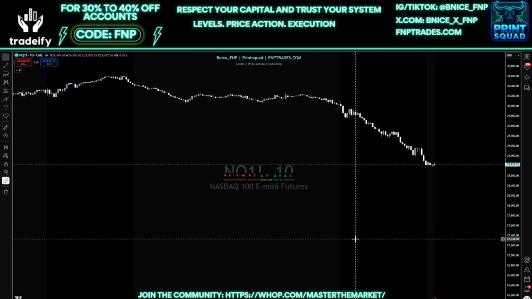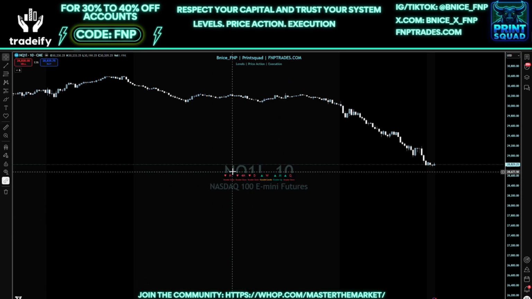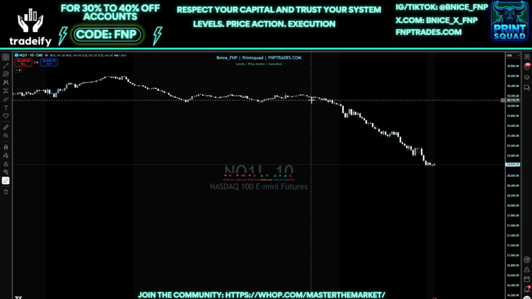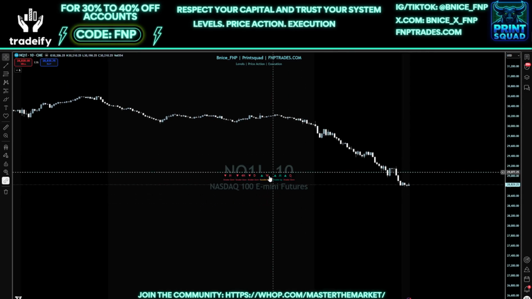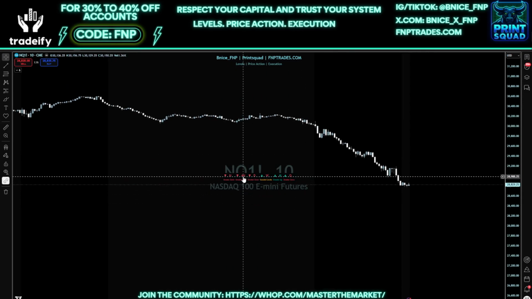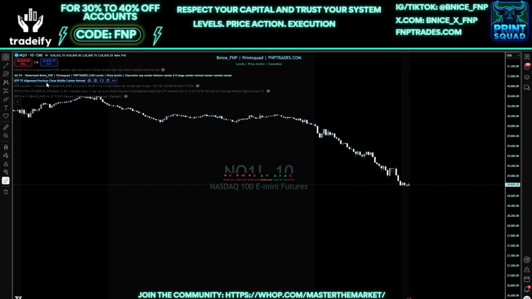Time frame continuity is the best. As you can see, we were down on the day, down on the 4 hour, down on the hourly, and because we were down on all of those, if you would have taken puts, you would have been paid today. Okay. So that's what this shows you guys. That's one of the indicators in the suite.